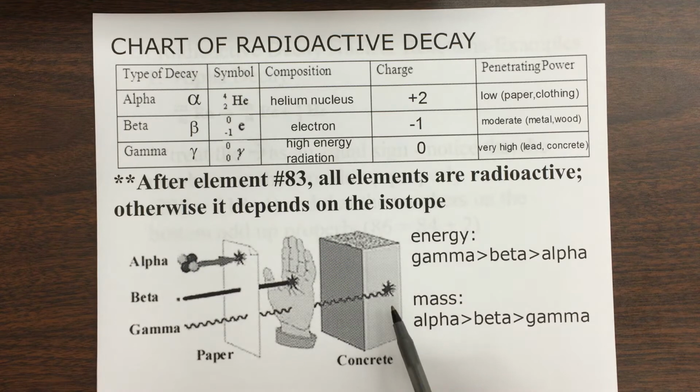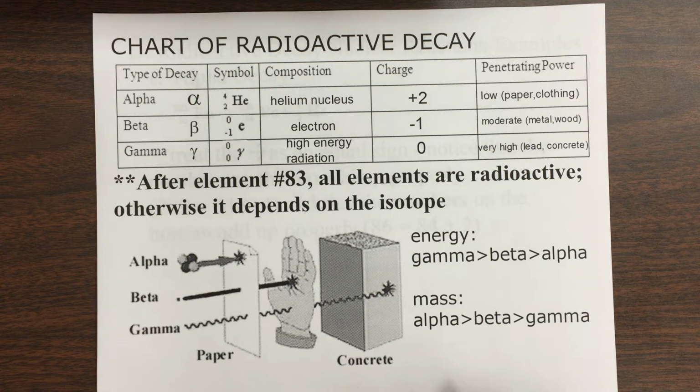It takes a lot of concrete, several feet of concrete, to try to contain gamma radiation. This is why at nuclear power plants, you see the silos surrounding them. They are made of very thick concrete, such that in the case of a nuclear meltdown, it can contain the gamma radiation.